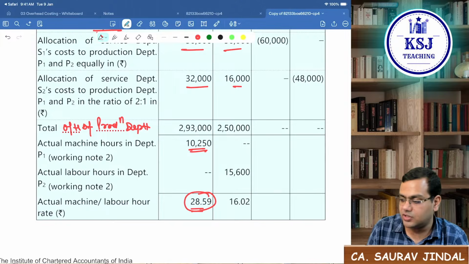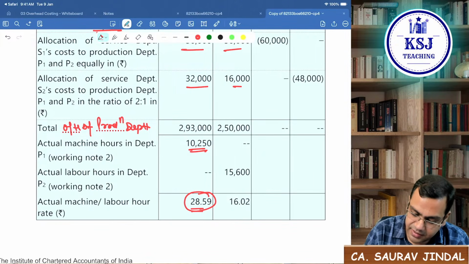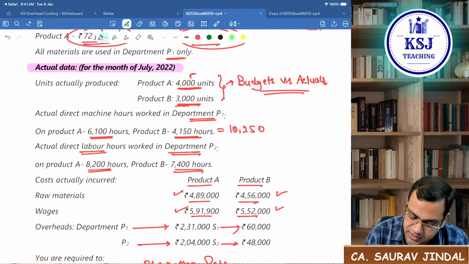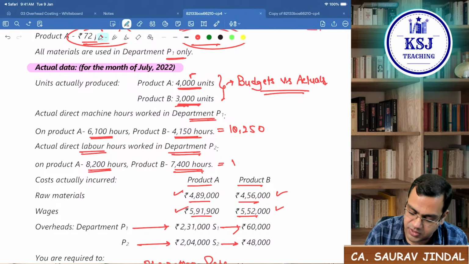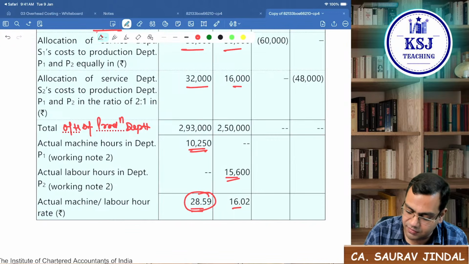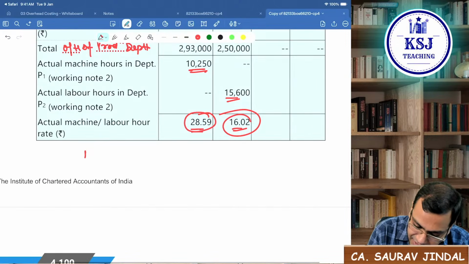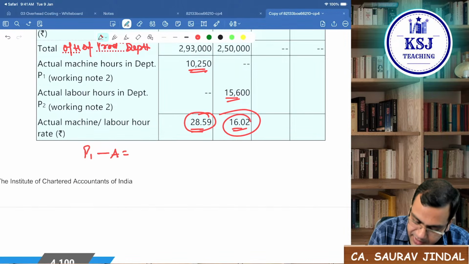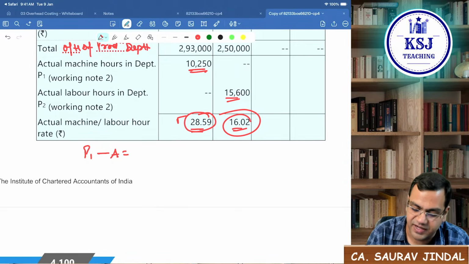Basically, for the actuals, we have to do the same thing which we did for the budgeted in the first part. Right? Department P2 is what? It is labor hours. So labor hours total is 8200 plus 7400, that is 15,600. So divided by 15,600, you will get it for 1 hour. So in department P1 for product A, the actual cost is what? For every one machine hour, 28.59.